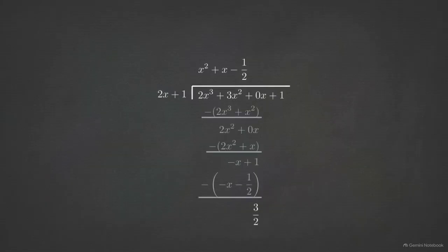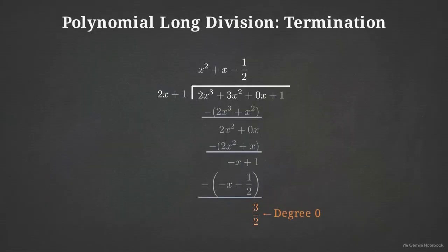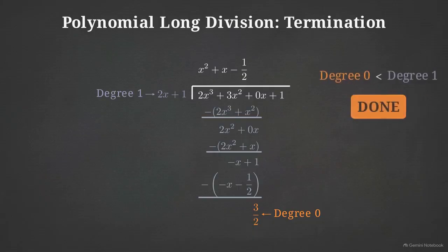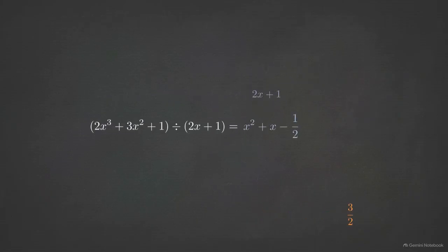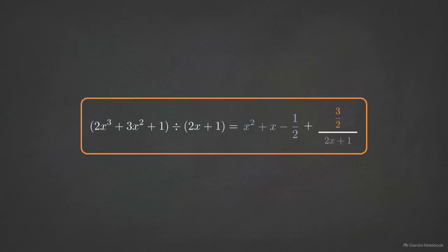We perform the final degree check. A constant has a degree of 0, which is a lower degree than our divisor. With this condition met, the algorithm terminates. We identify 3/2 as our remainder. We format the final result by taking the quotient and adding the remainder over the divisor. So the complete answer is x squared plus x minus 1/2 plus the fraction 3/2 over 2x plus 1.